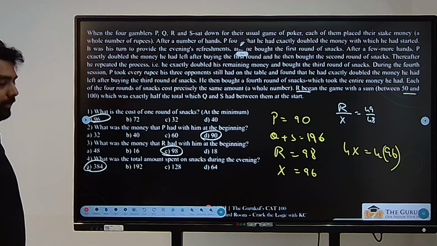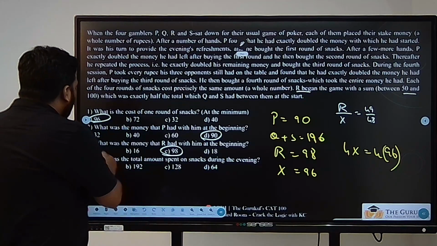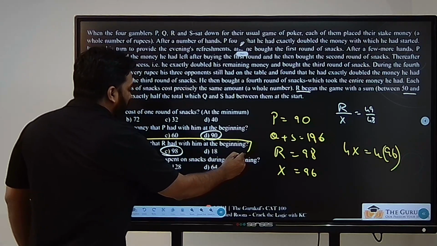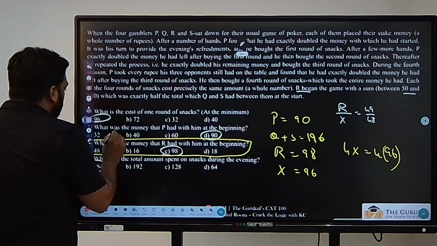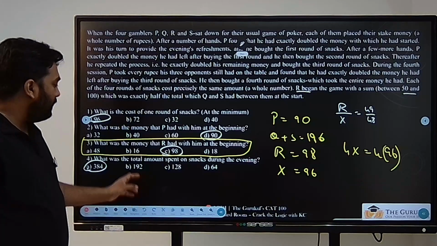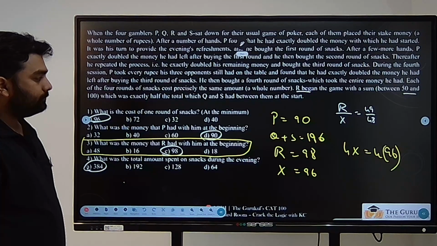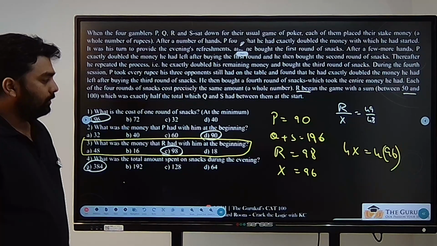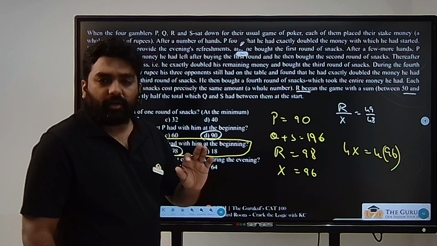Now, if you observe carefully, they already gave us R began the game with a sum between 50 and 100, which means without solving the whole problem, I can mark this answer. It doesn't matter. I'll directly mark 98 as the answer because that is the only value between 50 and 100. Yes, no. Remaining all questions leave.